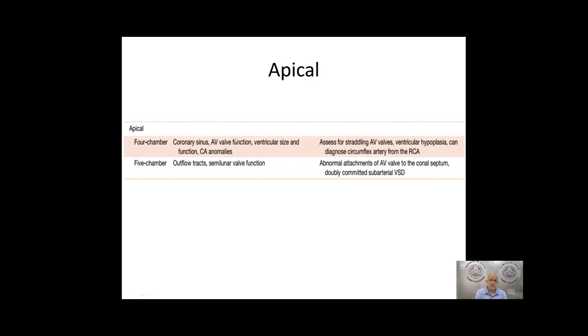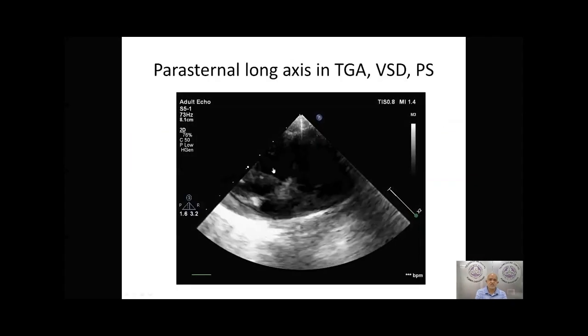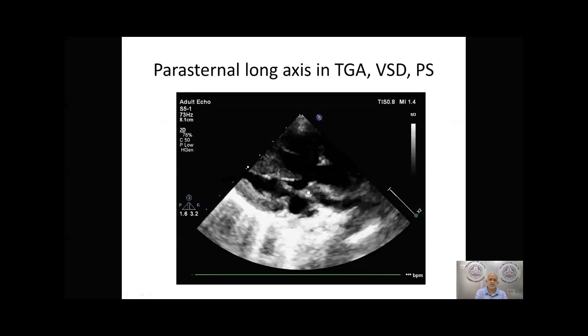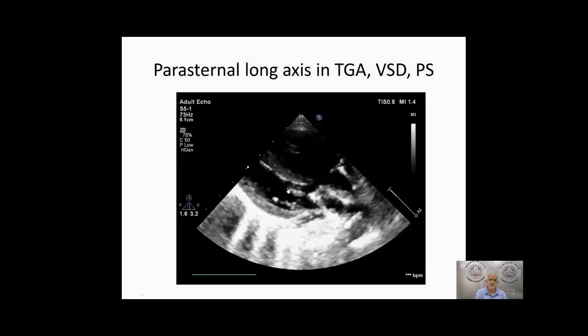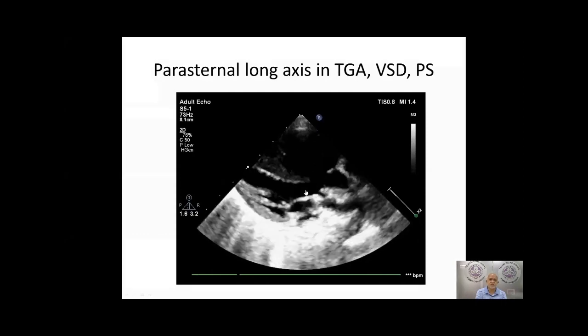In the four-chamber view, we can see the coronary sinus, AV valve regurgitation, aortic obstruction, septal wall, all of which can be mentioned. In the parasternal long axis view, we can see the VSD very clearly defined, and you can see the pulmonary artery is small and arising from the left ventricle. So we know the diagnosis is TGA, VSD with pulmonary stenosis.